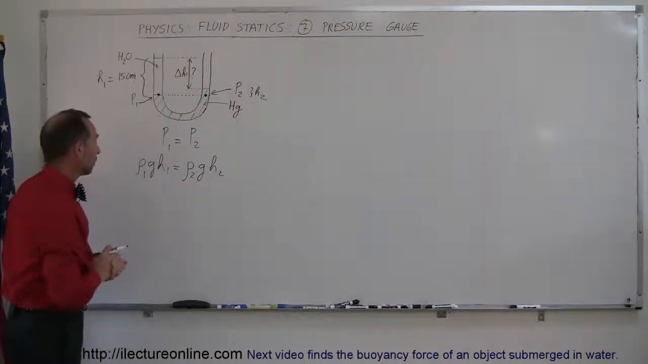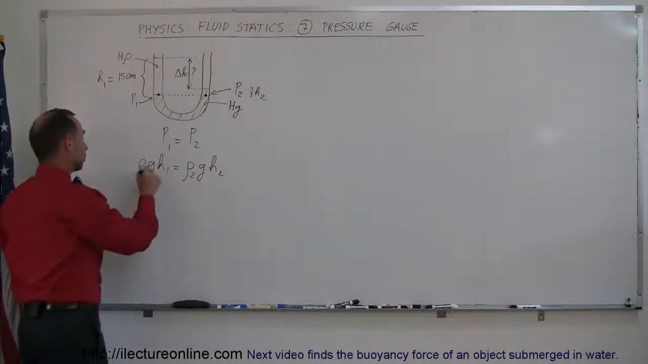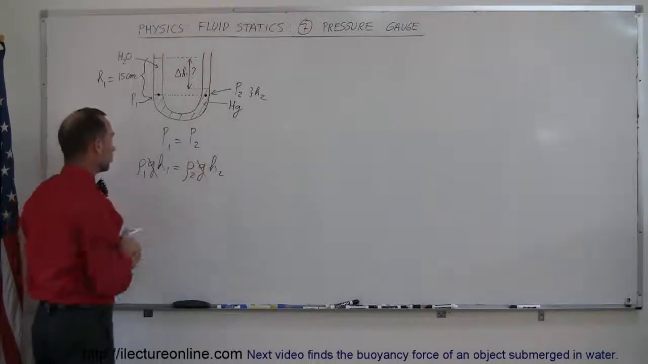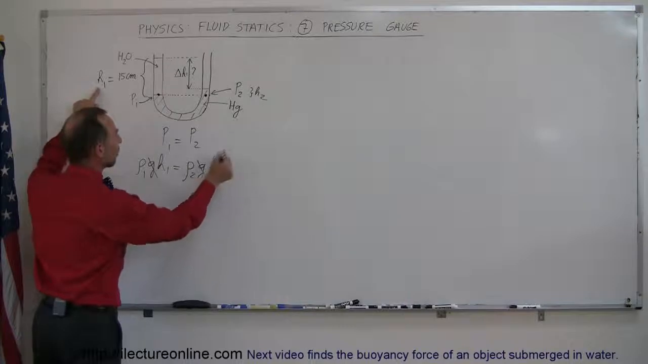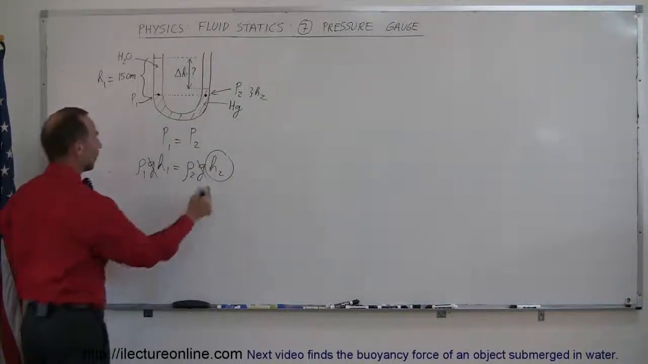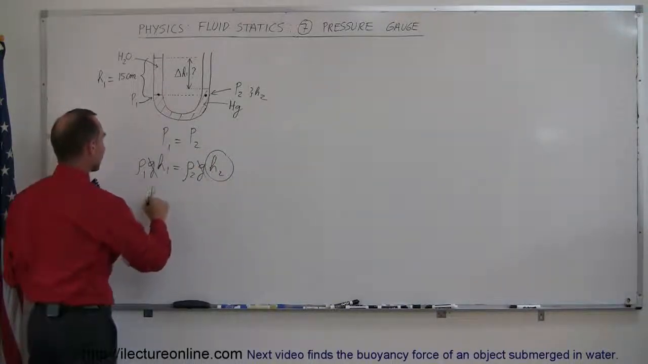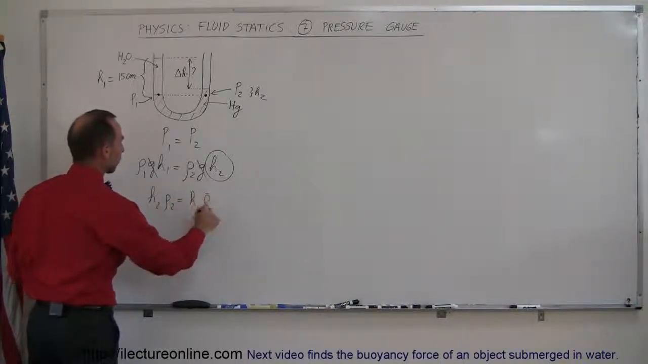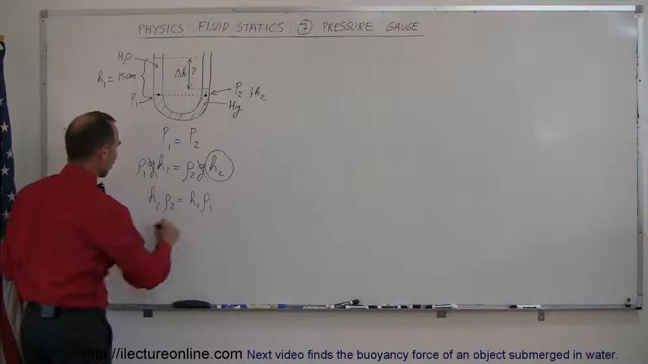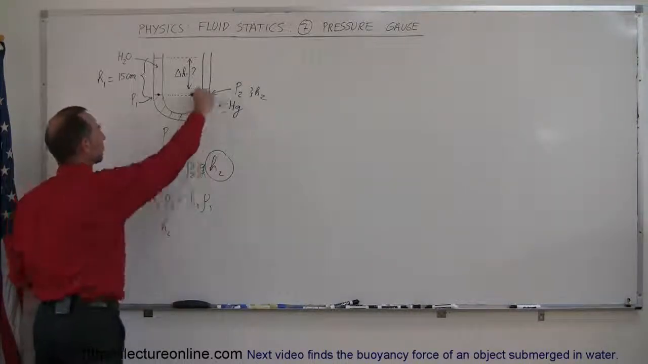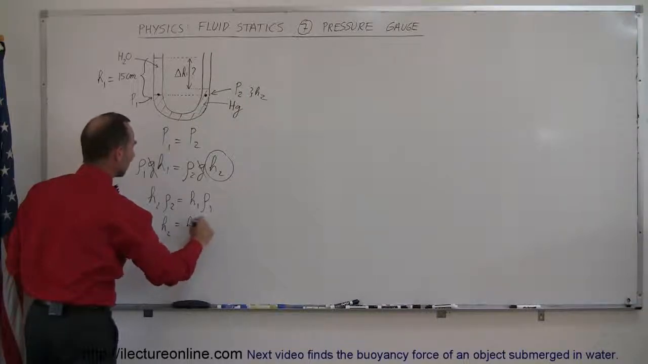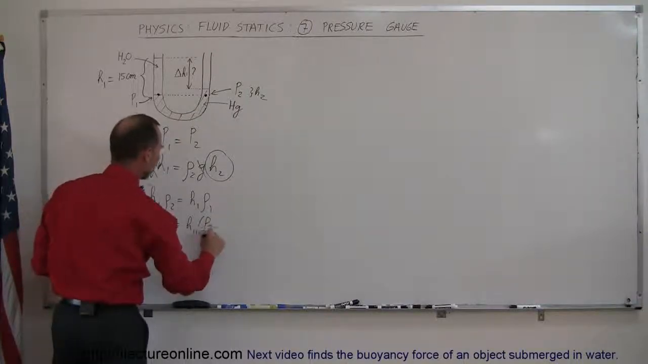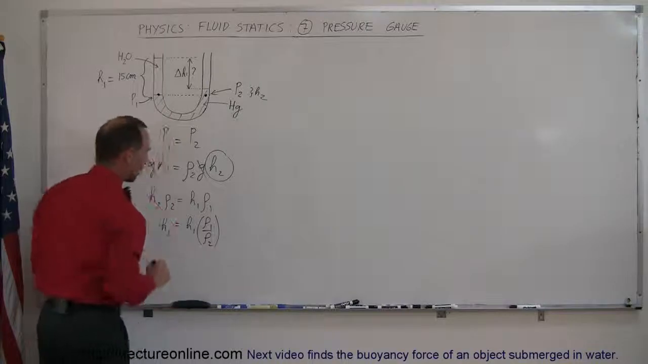All right, so I see a g on both sides, which means I can cancel those out. Since I already know what h1 is, I'm going to figure out what h2 is equal to. Turning the equation around, I can say that h2 times rho 2 is equal to h1 times rho 1. Then dividing both sides by rho 2, I can say that h2, which is the height of the mercury above that point, is equal to h1 times the ratio of rho 1 divided by rho 2.